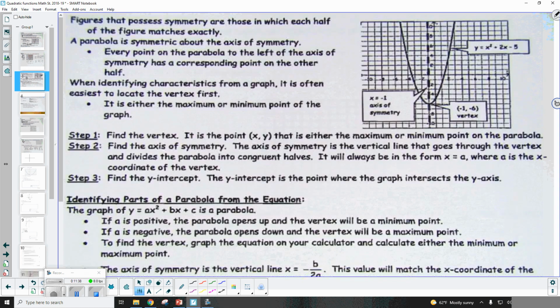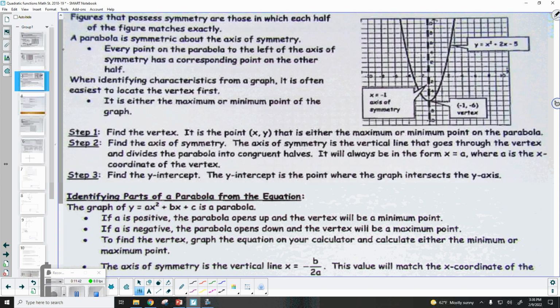So, moving on. Figures that possess symmetry are those in which exactly half flips to the other side. Every point on the parabola to the left of the axis is symmetric to the corresponding point on the right. With that, it's easiest to locate the vertex, which we kind of did from the axis of symmetry. Remember, the vertex is the minimum or maximum. If it's pointing upwards, positive, that means we have a minimum for our vertex. If it's pointing downward, it's our maximum.